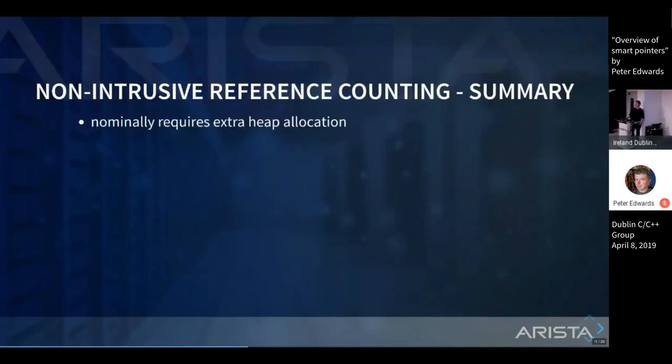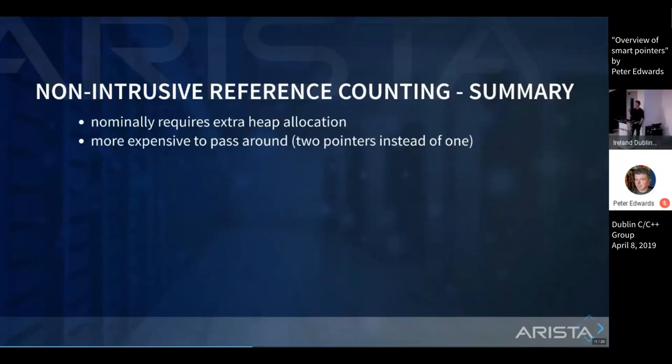normally this needs an extra heap allocation. When a lot of this kind of stuff was initially conceived, malloc and free were considered to be pretty cheap. In modern systems, they can become quite expensive, especially with threads and stuff like that. It's non-trivial to allocate memory a lot of the time. Because our shared pointer now has two fields and it has two pointer values, they're more expensive to pass around. You can potentially get around that by doing extra indirections, but in general, there's going to be a runtime cost to this. All right.